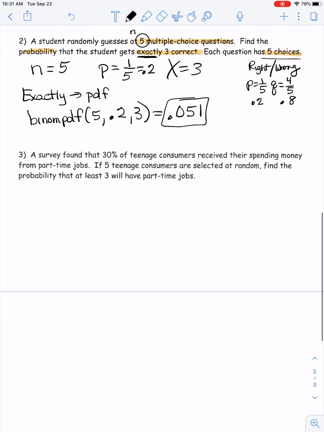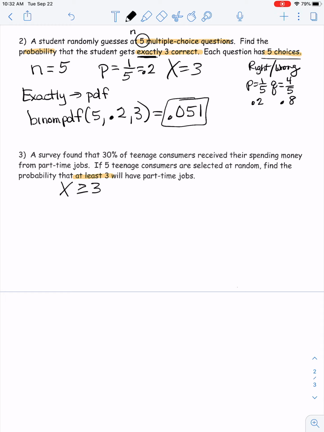Okay, last one for this practice. We have a survey found that 30% of teenagers receive their spending money from part-time jobs. If 5 teenagers are selected at random, find the probability that at least 3 will have a part-time job. So this one's going to feel a little bit different because of this at least. In this case, our x has to be greater than or equal to 3. That's the idea of at least.